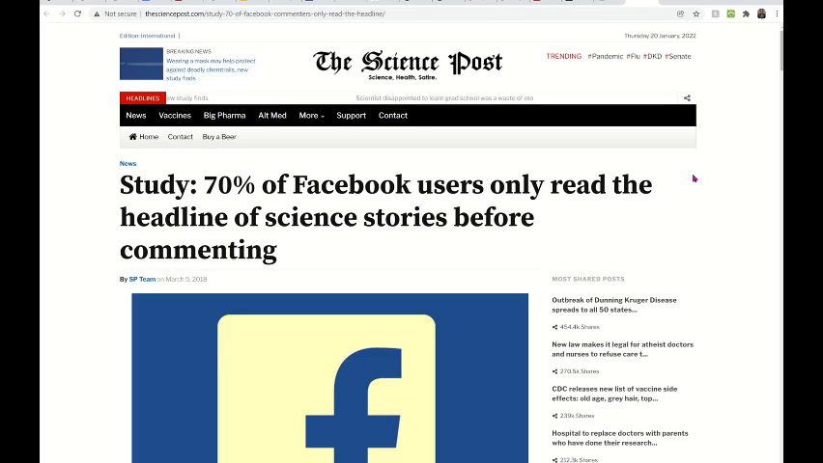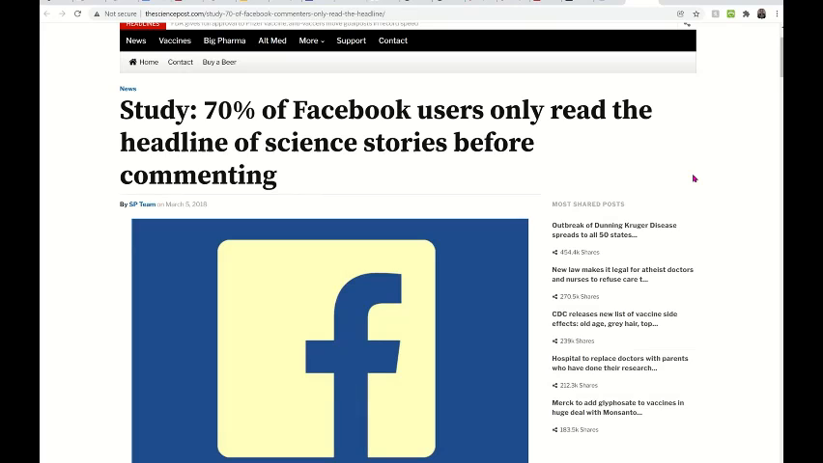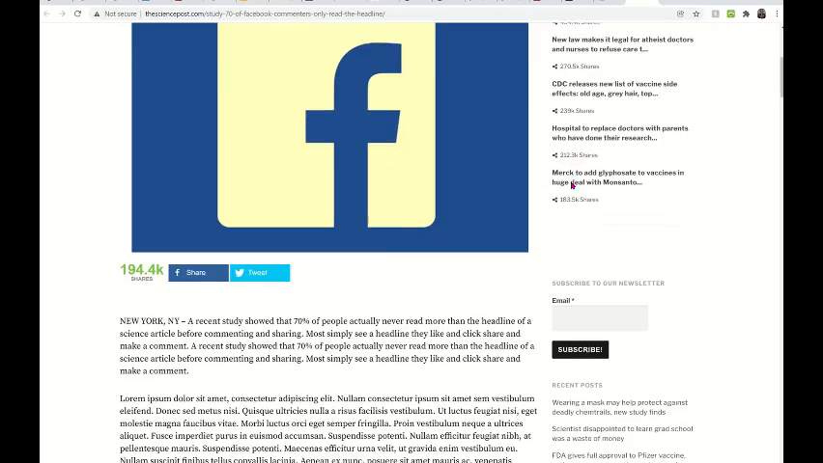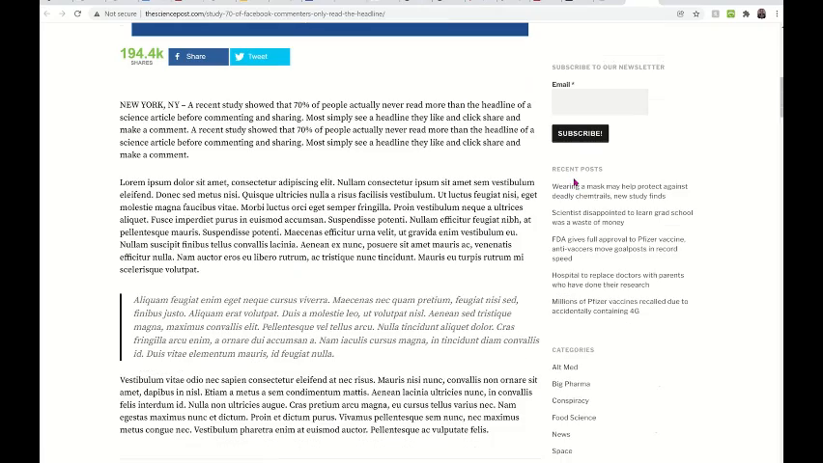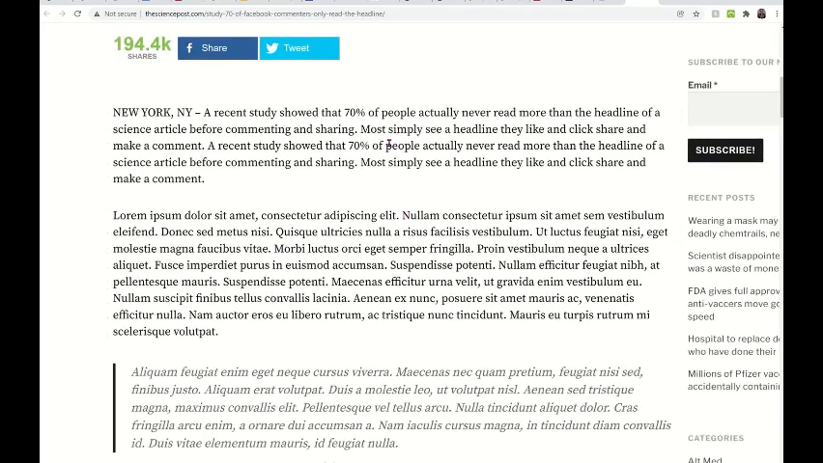Oops, there was one more thing that I forgot to show you, and this just delves into the idea of making sure that you read beyond the headline. So we have this headline here: study, 70% of Facebook users only read the headline of science stories before commenting, which certainly seems like an issue. So we scroll down to the content of the article. Here we are at New York City. A recent study showed that 70% of people actually never read more than the headline of a science article before commenting and sharing. Most people see a headline they like and click share and make a comment.